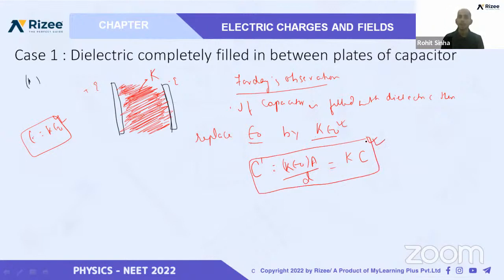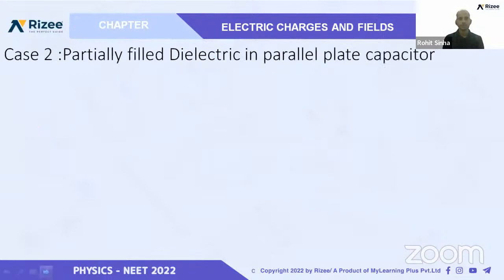This is applicable only if, remember one word here, the dielectric is written as completely filled, not partially. If it is completely filled, then only we can apply this formula. Okay, remember all these formulas. We will be using them during question solving. Now let us move further.